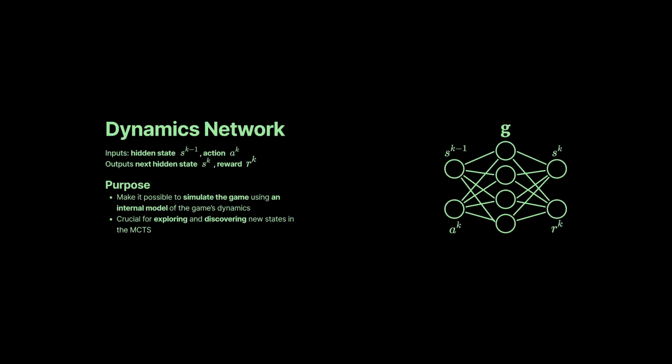The dynamics network inputs a hidden state and an action and outputs the next hidden state and a reward related to the hidden state. It makes it possible to simulate the game using an internal model for the game's dynamics. And it's crucial for exploration and discovery in the Monte Carlo tree search.